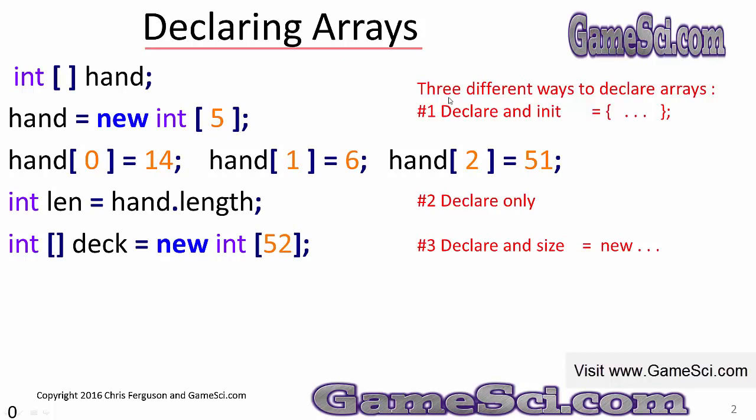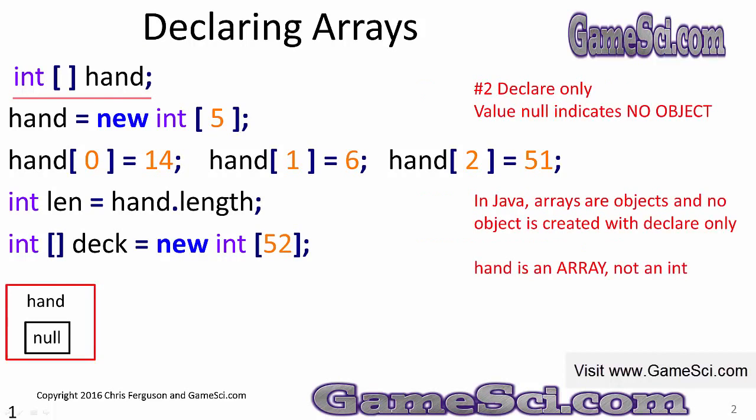The second way you can declare an array is just declare the array. You don't have to give it a size. You don't have to give it values. We're just going to declare the array. Then the third way you can declare the array, you can give it a size by setting it equal to new and telling it what size you want to give the array, but you do not have to fill the array with values. We've already looked at the first way. Let's look at the second and third way to declare an array.